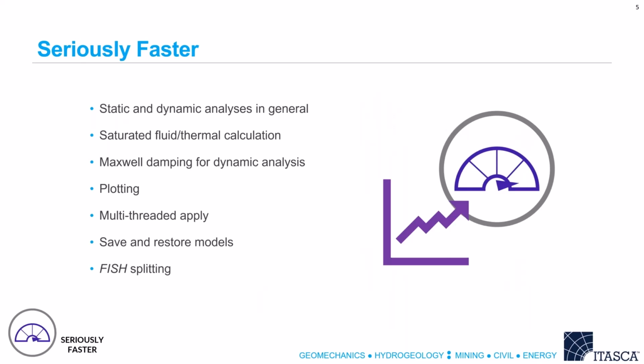So the first point here is about the faster. And again, we're always trying to make things faster and improve the performance. The subcategories here are improving static and dynamic analyses, speeding up the fluid and thermal calculations. We have a new type of damping for dynamics, which helps speed things up a lot. Some speed ups in the plotting and some of the other commands that were not previously multi-threaded that now are. And also some speed ups in the save and restore and in the FISH. So we'll just dig into the details a little bit more here.